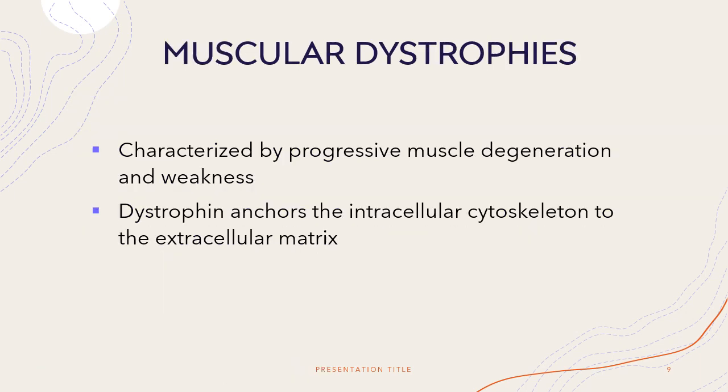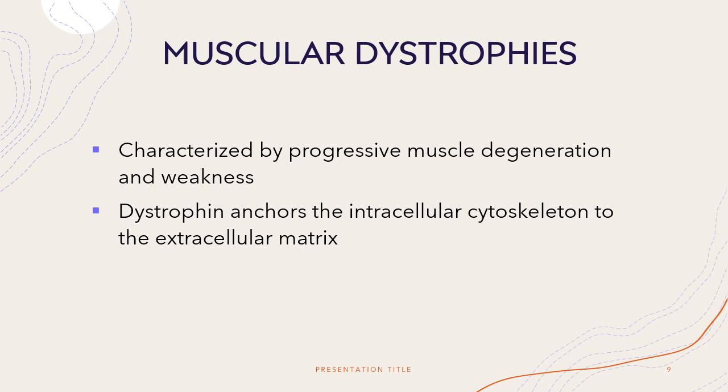Let's take a look at protein deficiencies. You have your muscular dystrophies. These are a group of inherited diseases characterized by progressive muscle degeneration and weakness. Muscular dystrophy is actually a group of diseases, and progressive muscle degeneration is probably the hallmark of this one.